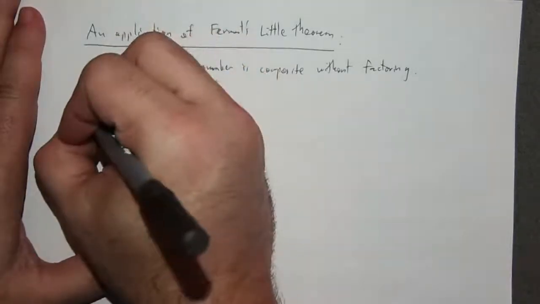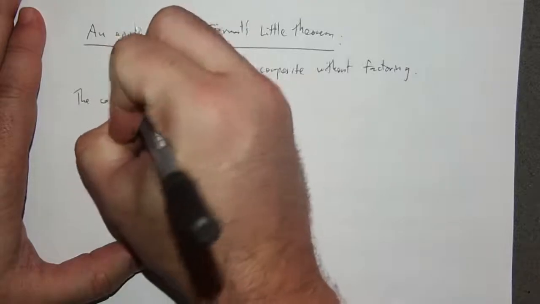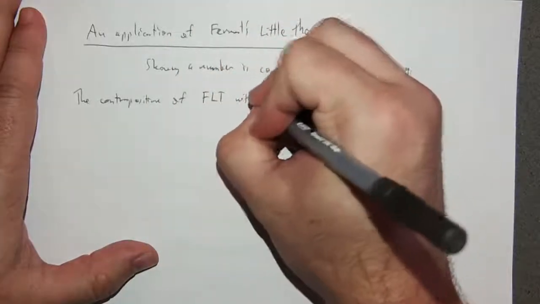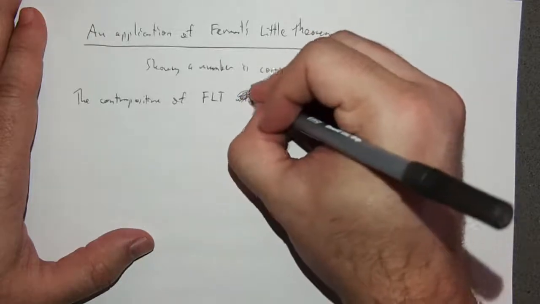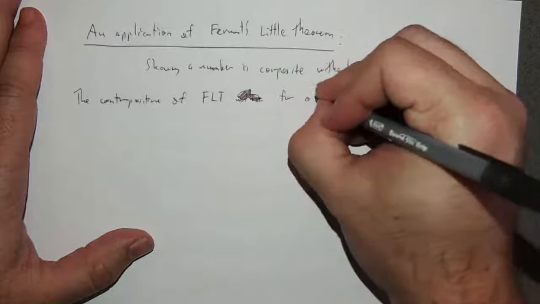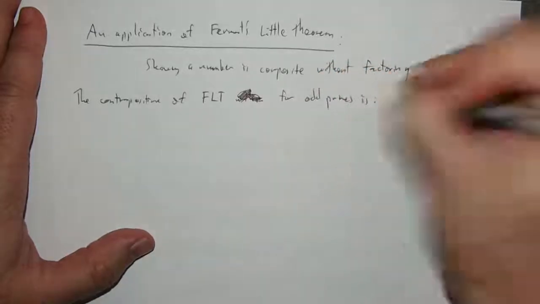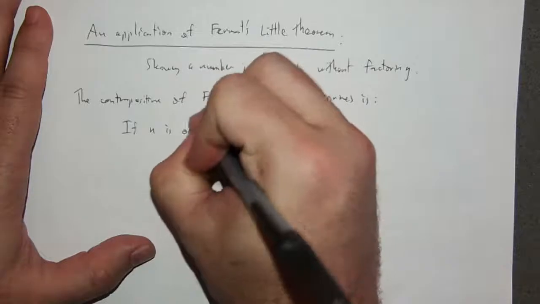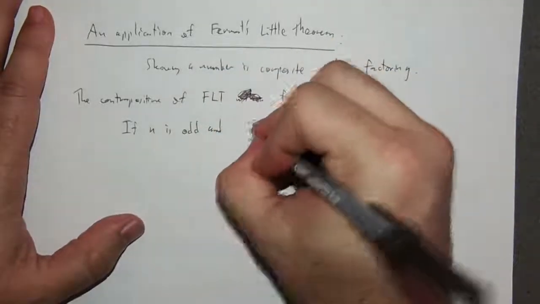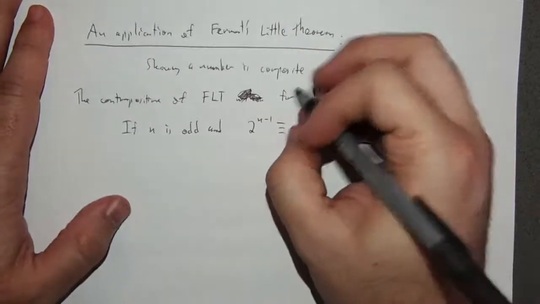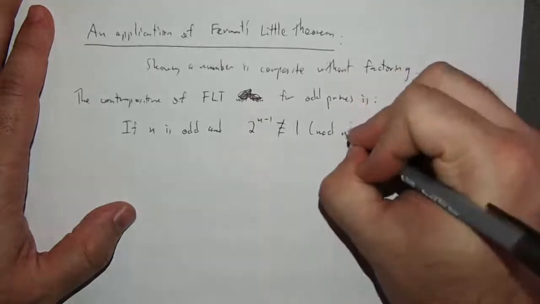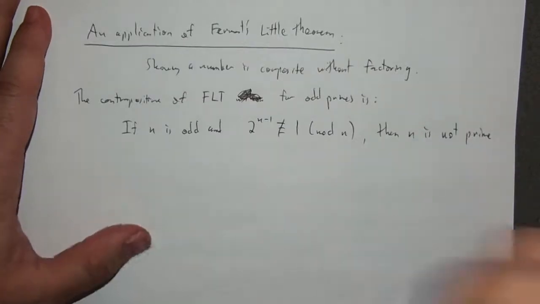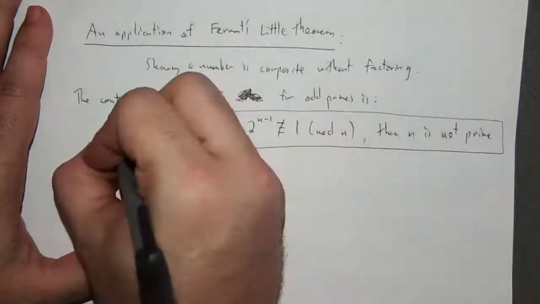Well, the contrapositive of FLT for odd primes, it's annoying otherwise. What is the contrapositive for odd primes? It's if n is odd and 2 to the n minus 1 is not congruent to 1 mod n, then n is not prime. Okay.